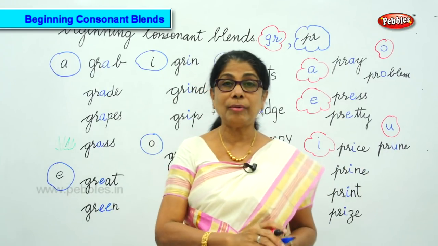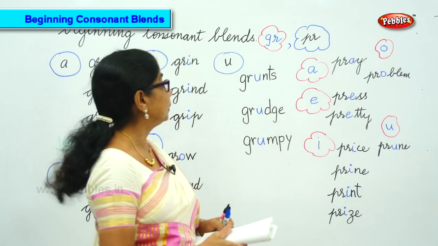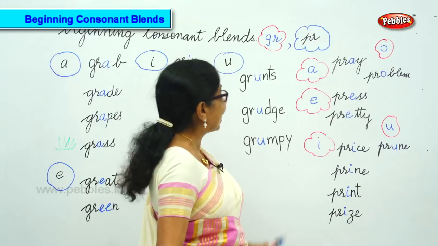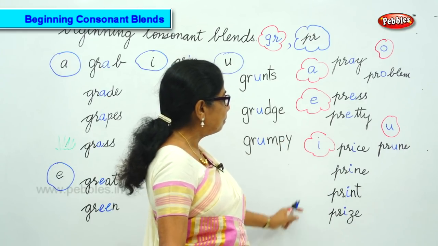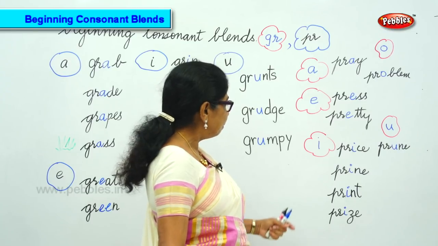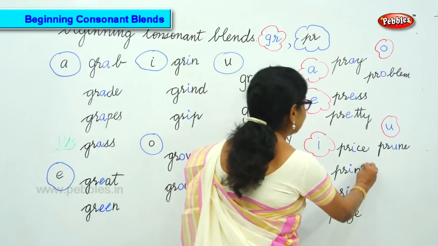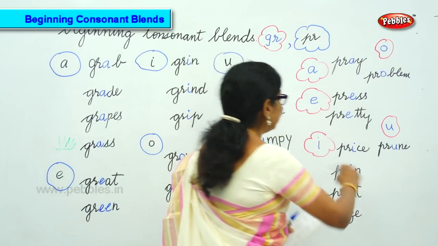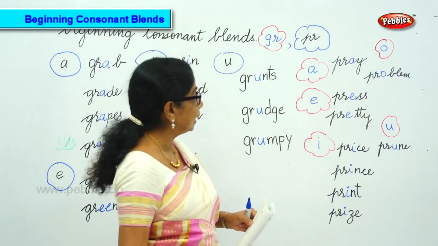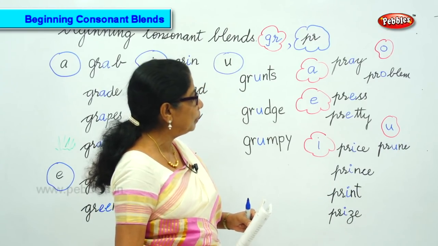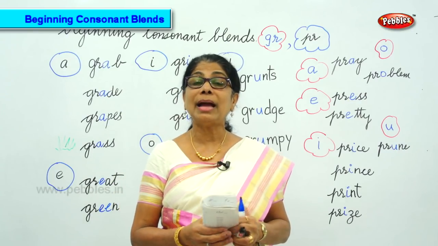Prune. So now look at both the sounds we have done. We have done gr and pr. And in pr you have pray, press, pretty, prize, prince, print and prize. Finally, you have problem and prune. We have done two sounds together, gr and pr.